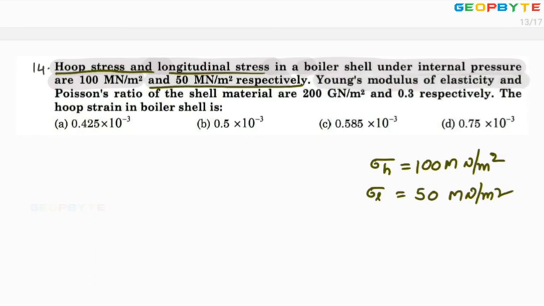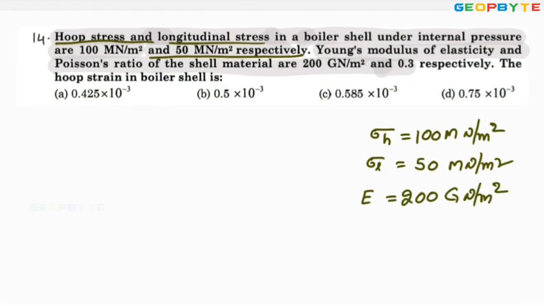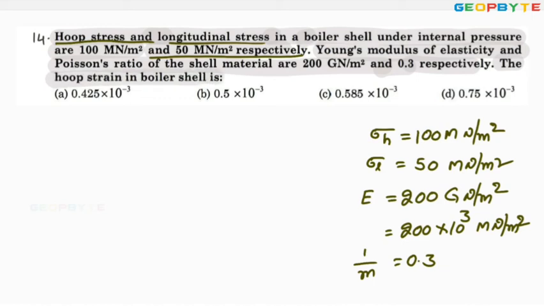Young's modulus of elasticity and Poisson's ratio are, respectively: Young's modulus E equal to 200 giganewton per meter square, which can also be written as 200 into 10 power 3 meganewton per meter square, and Poisson's ratio 1 by m equal to 0.3. The hoop strain in the boiler shell.